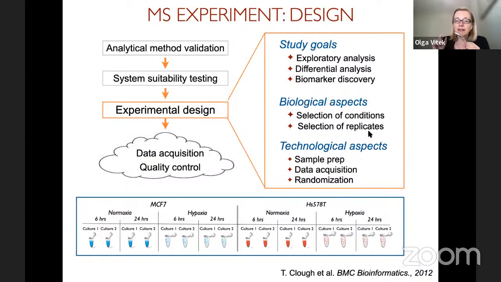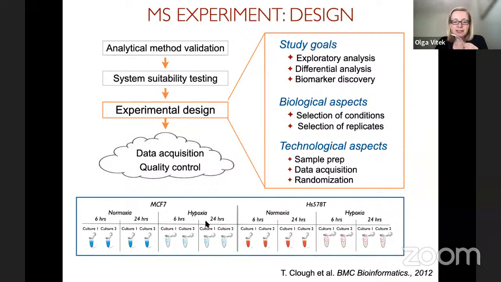Because of that, we need to characterize whether we have replicates on the same subject across multiple time points, multiple biological subjects, or multiple technical replicate runs on the same biological sample. These aspects will require different statistical analysis. And of course, technological aspects such as sample preparation, label-free, label-based, multiplexed or not, the type of data acquisition, DDA versus DIA, and the randomization strategy are all very important aspects of the experimental design.